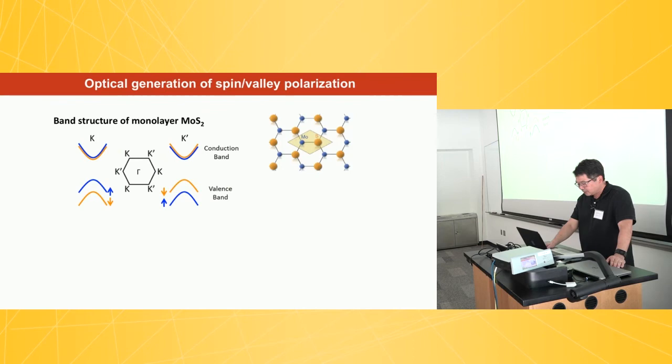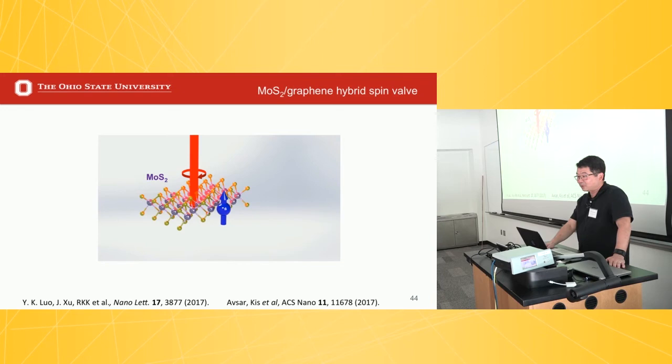This is all introductory stuff. So this is the experiment. We excite spin polarization in the MoS2 with circularly polarized light.